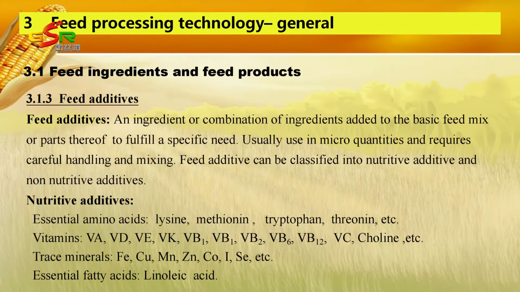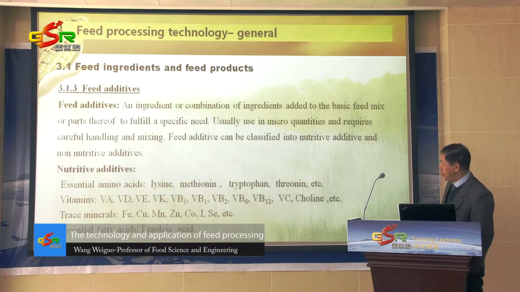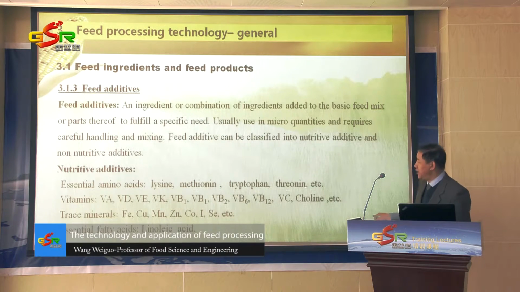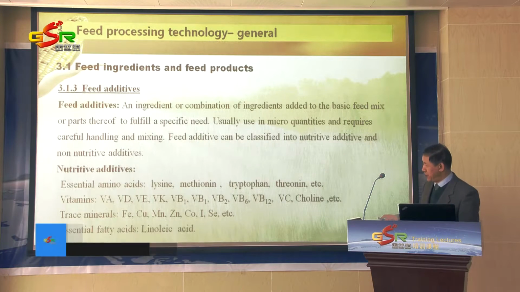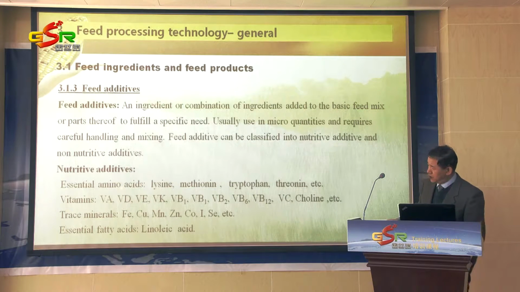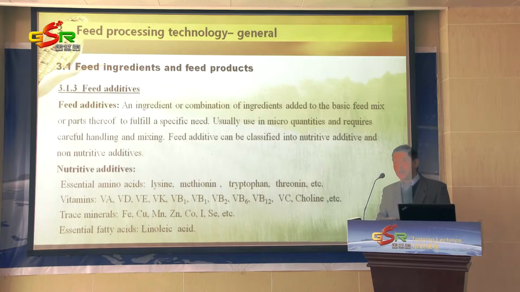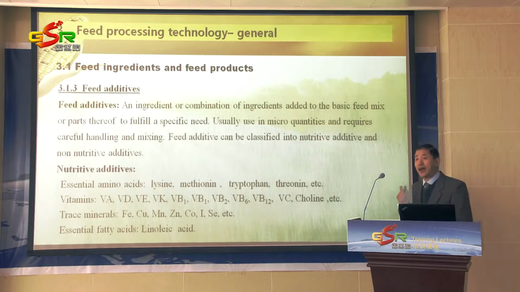What kind of additives belong to the nutritive additives? You can see essential amino acids. That's for animals, for pigs, for broilers, for fish, and also for humans. Our human bodies also have essential amino acids. Usually lysine, methionine, tryptophan, threonine, etc. are the essential amino acids. In the common case, there are 8 essential amino acids for animals in general.